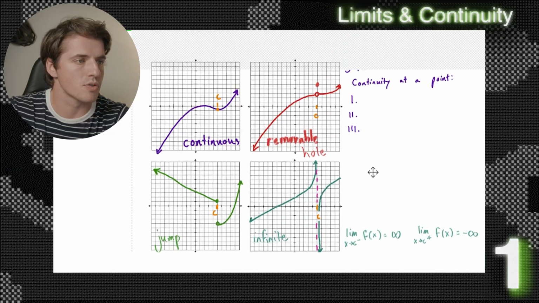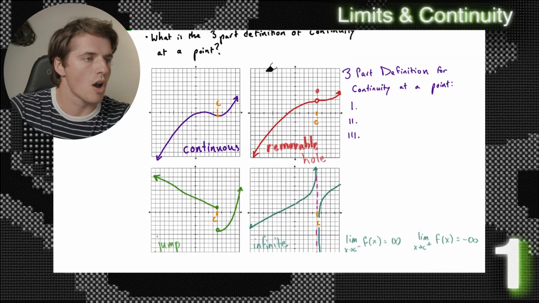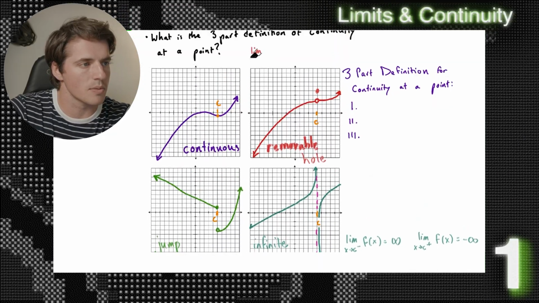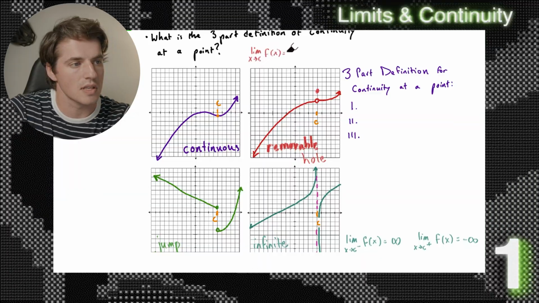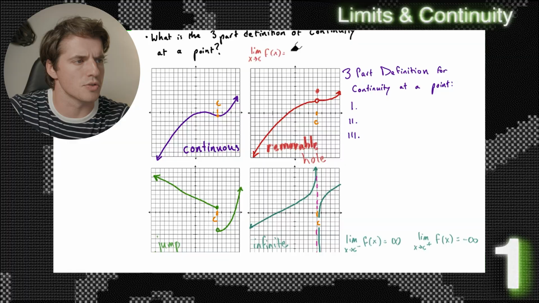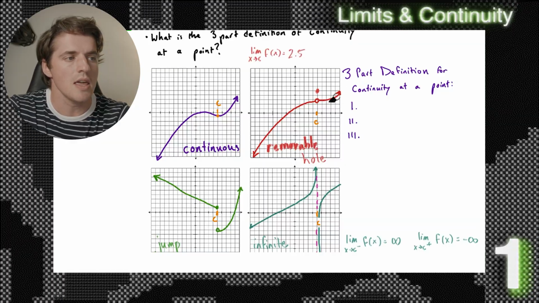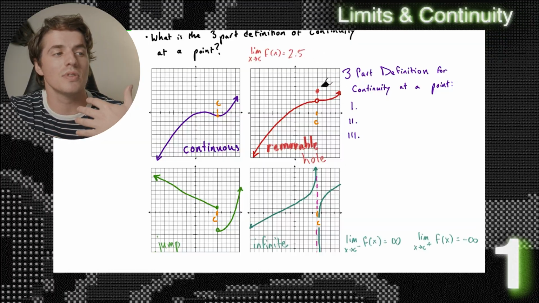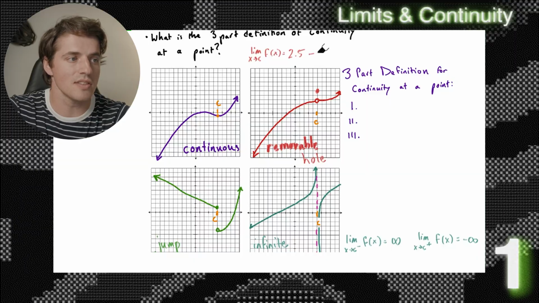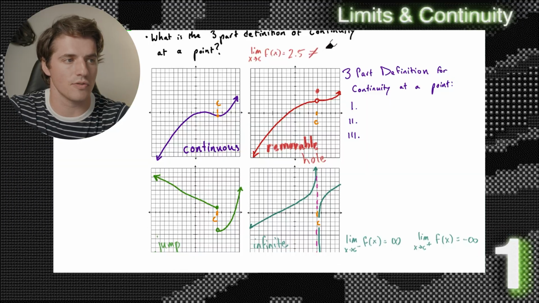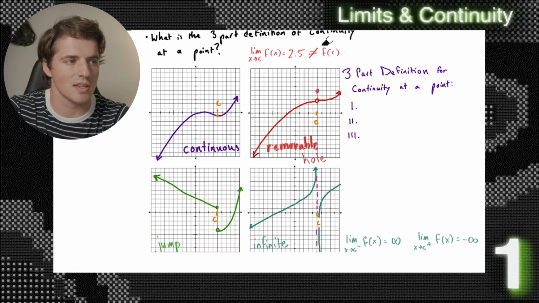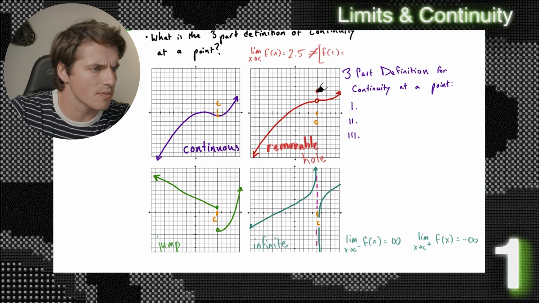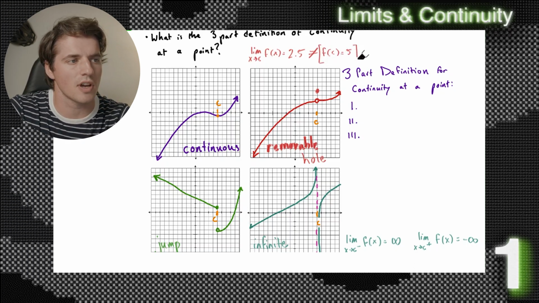And then if we go up here to our removable discontinuity, we do have a limit here. The limit as x goes to c of f of x, I think I drew it at about 2.5. But this is not equal to the value at c. This is not equal to f of c, which is about, I don't know, what is that? 5? f of c is equal to 5.